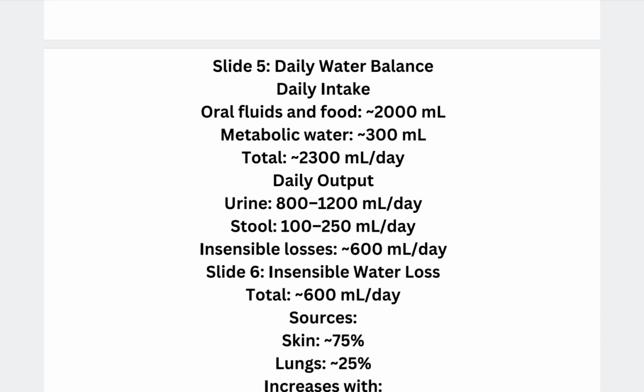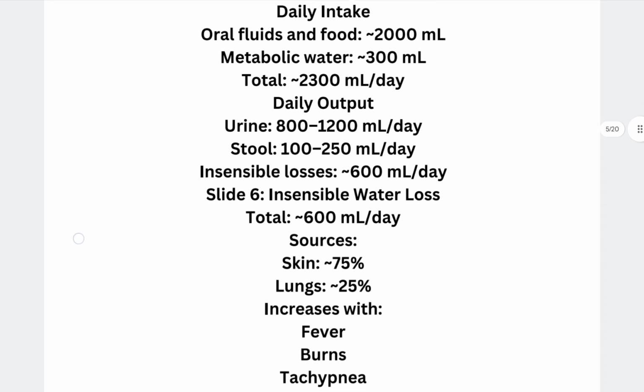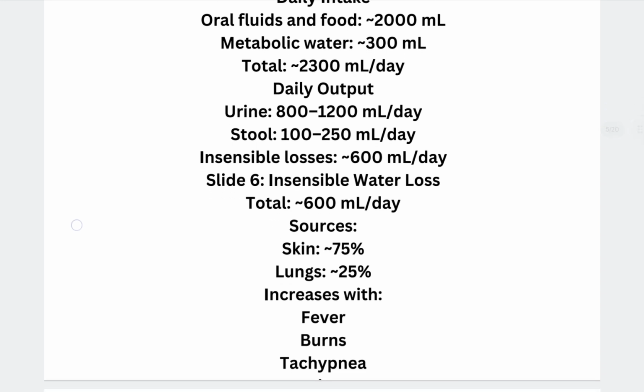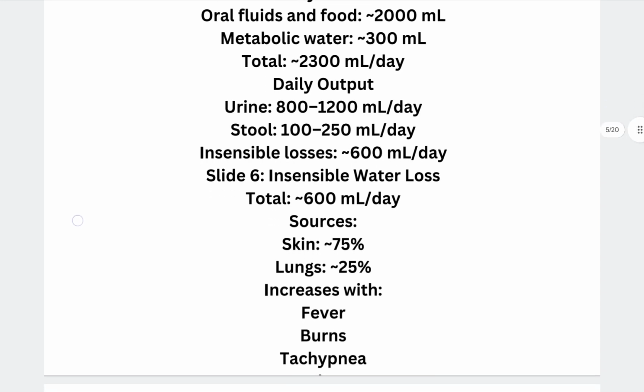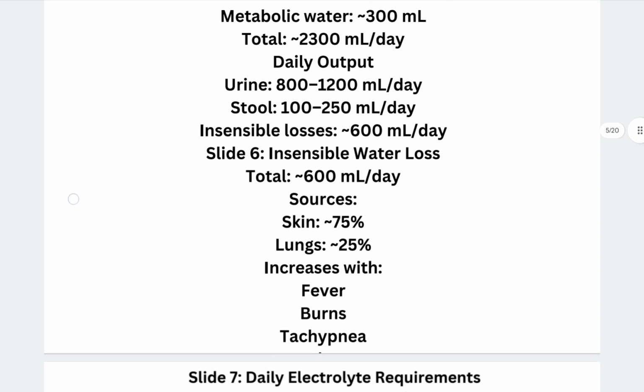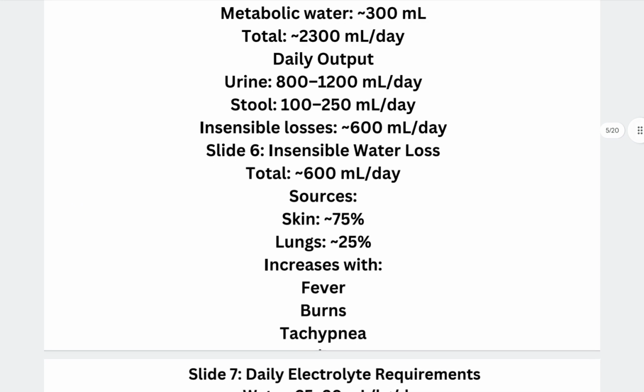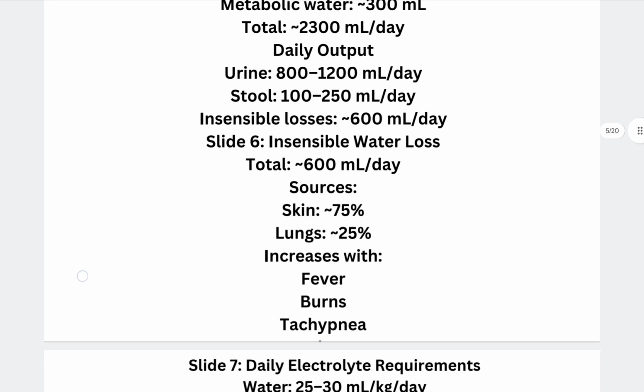Coming to the daily output, urine output for a normal patient is 800 ml to 1.2 liters per day, stool is 100 to 250 ml per day, and there are insensible losses of fluid, approximately 600 ml per day. This insensible water loss is 75% from the skin due to evaporation, and the rest from respiration from the lungs, which increases during fever, burns and tachypnea.